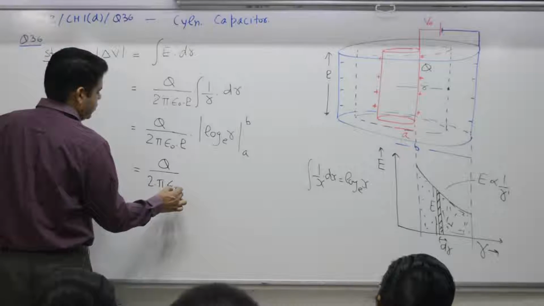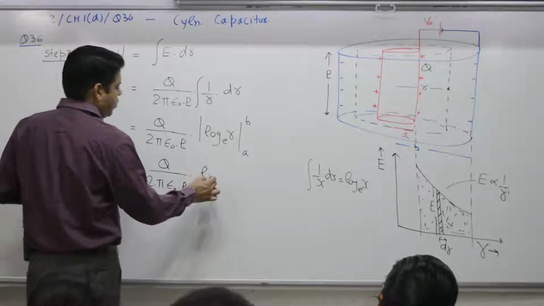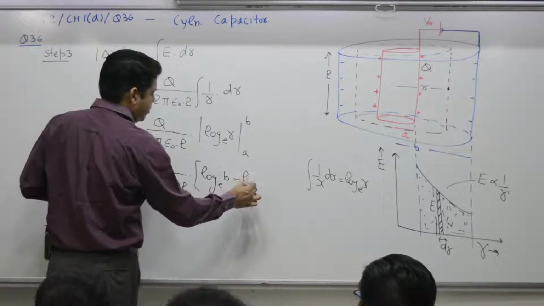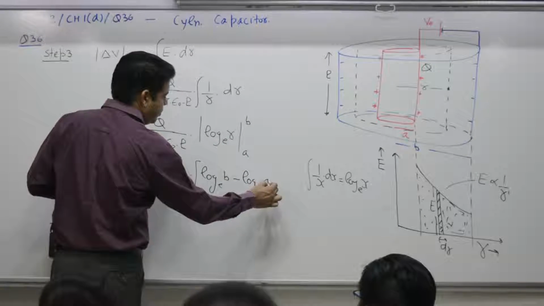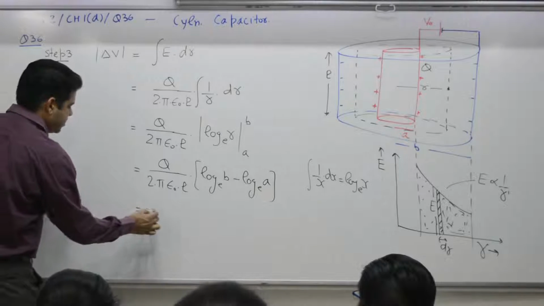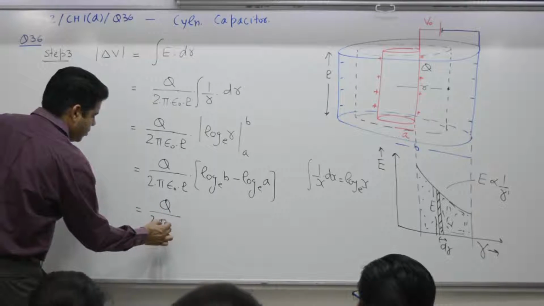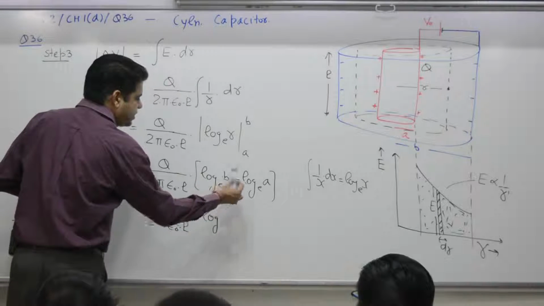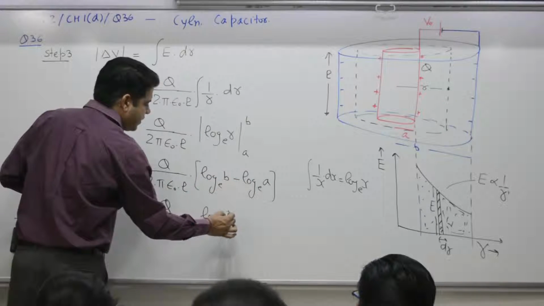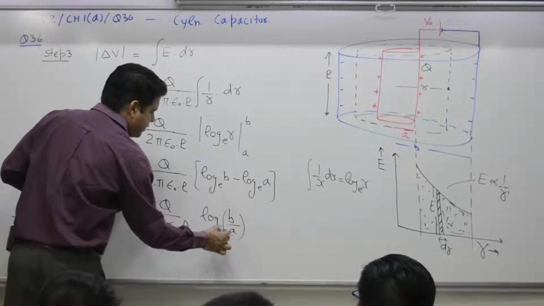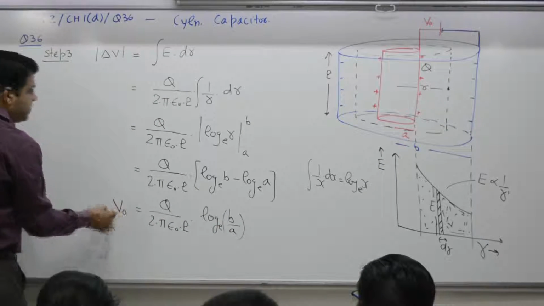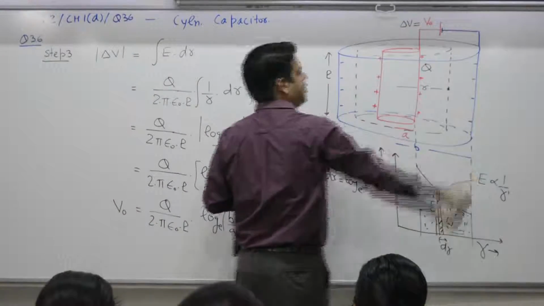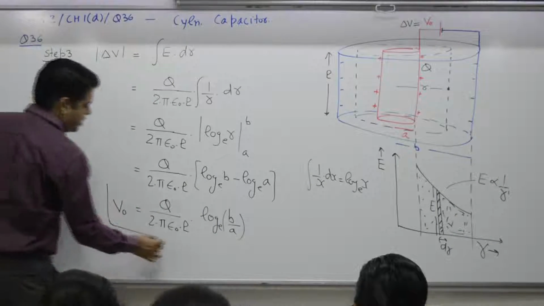Q over 2 pi epsilon naught L, log of put r equal to b, upper limit, minus lower limit. Lower limit is a. Put r equal to a. What you get is Q over 2 pi epsilon naught L, log of b minus log of a, which is log of b by a to the base e. So this is your potential difference. Delta V, potential difference in this case, is equal to what? Applied voltage V naught. So V naught is equal to this.